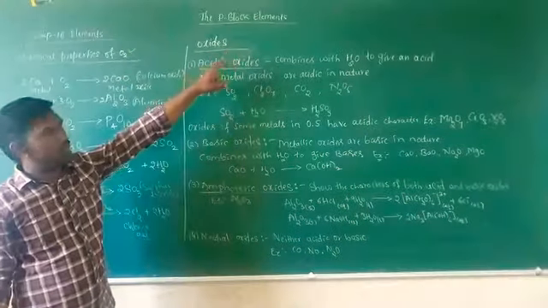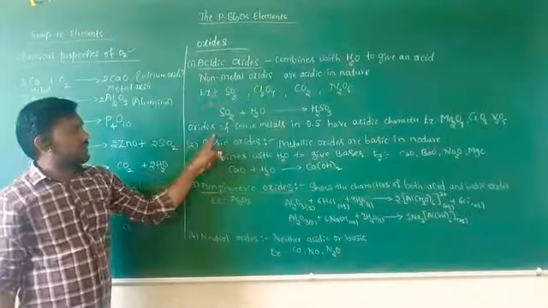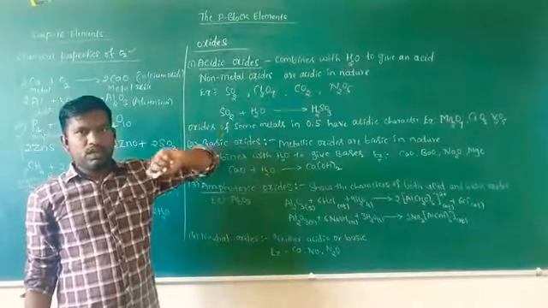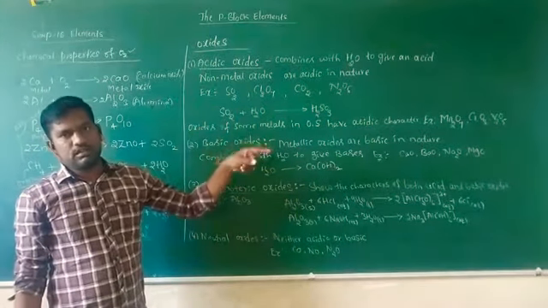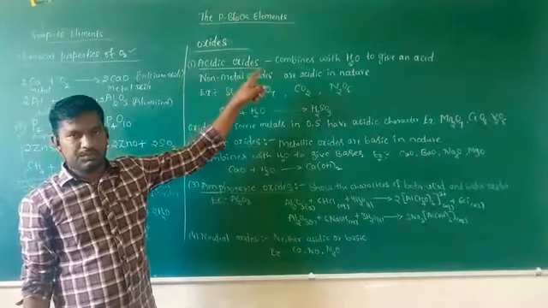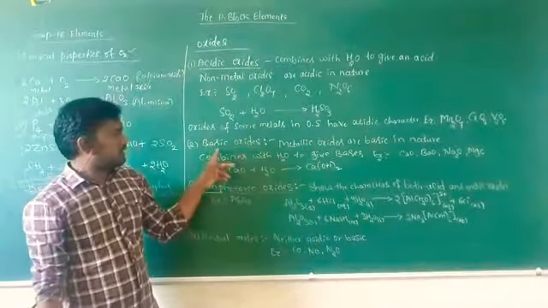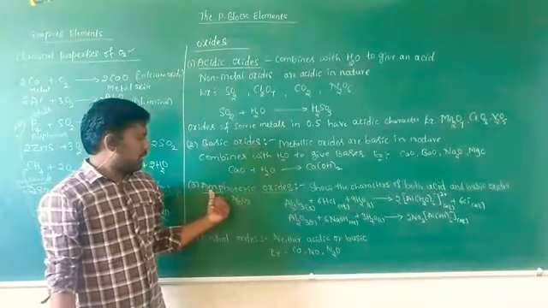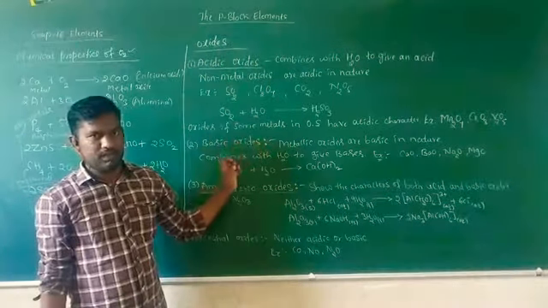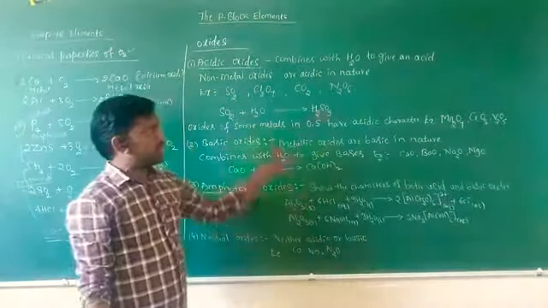Then oxides, another form of oxygen. There are 4 types of oxides: acidic oxides, basic oxides, amphoteric oxides, and neutral oxides. What are acidic oxides? Oxygen reacts with non-metals to form acidic oxides. Metals react with oxygen to form basic oxides. Amphoteric means showing both acidic as well as basic properties. Neutral means neither acidic nor basic. Let us see one by one.